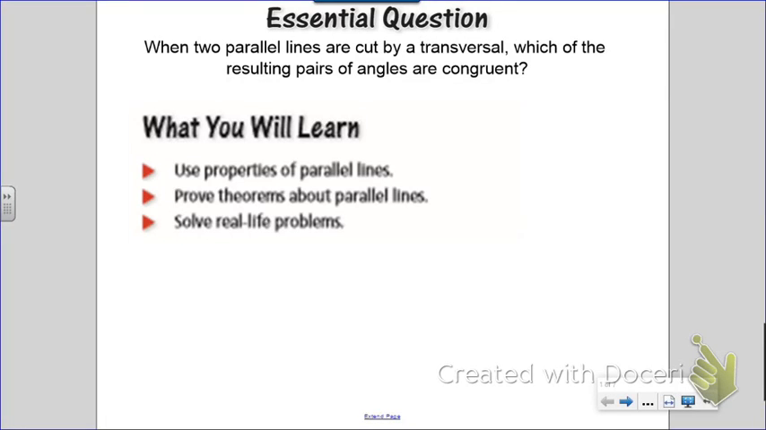In this lesson, we'll look at properties of parallel lines. We'll check to see pairs of angles that are congruent and supplementary. We'll look at proving theorems about parallel lines and solving real-life problems.